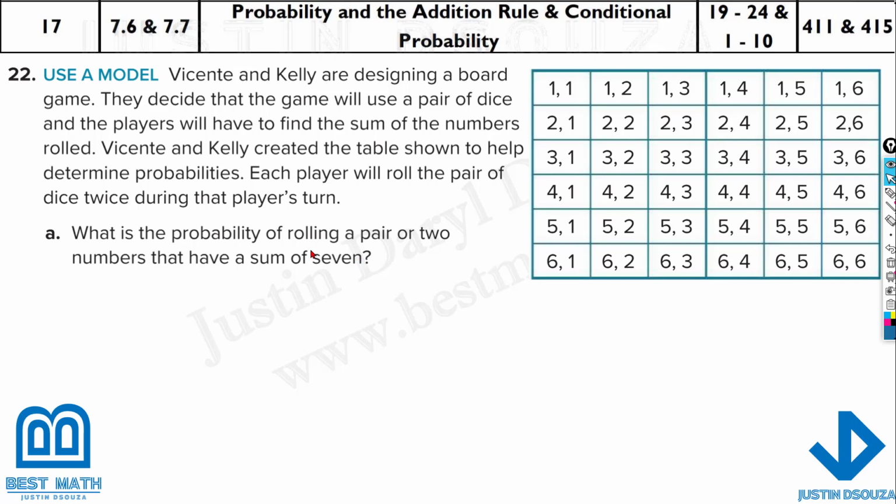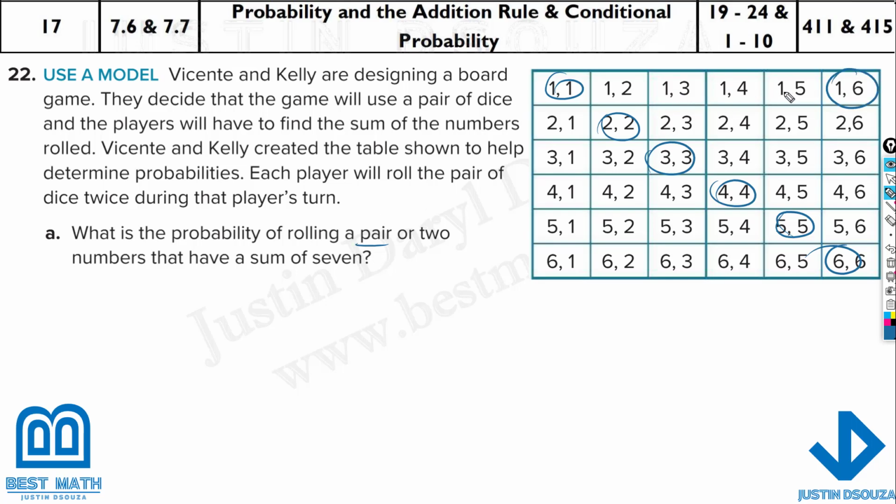What is the probability of rolling a pair or two numbers that have a sum of 7? What does it mean to roll a pair? Same numbers. Now from this table, which have the same numbers? 1, 2, 3, 4, 5, 6. This is rolling a pair. Or the sum must be 7. When you add it, it must be 7.